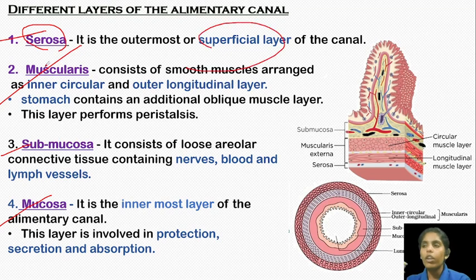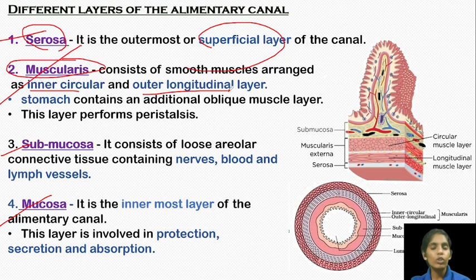alimentary canal. And next to serosa, the muscularis layer is present. From the name itself, you can say that it is a layer composed of smooth muscle. It is divided into two layers, the inner circular layer and the outer longitudinal layer. But there is an exception. Out of all parts of the alimentary canal, the stomach has an additional layer of muscularis, that is the oblique muscle layer. Why only the stomach has this facility, I will tell you in the coming slides.